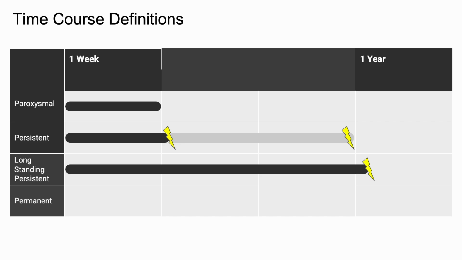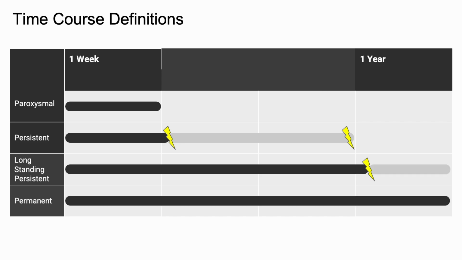And then finally, we have permanent Afib, which is Afib where a decision has been made not to attempt to restore sinus rhythm, either because cardioversion has failed or has not been attempted, i.e. maybe the patient cannot tolerate anticoagulation due to cirrhosis and history of recurrent GI bleeds, and so rhythm control is not an option with cardioversion for those patients.